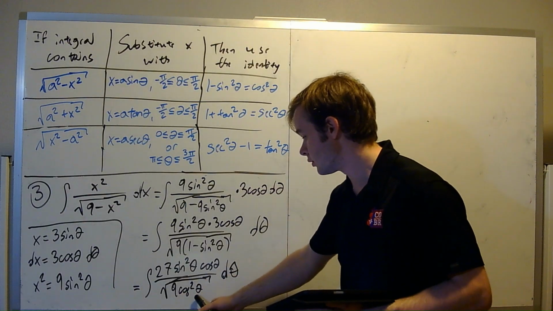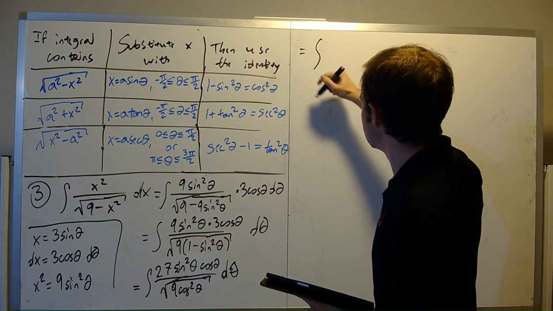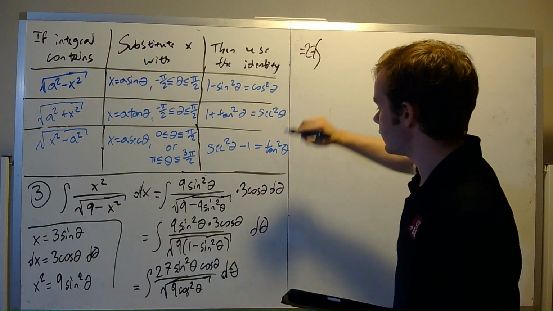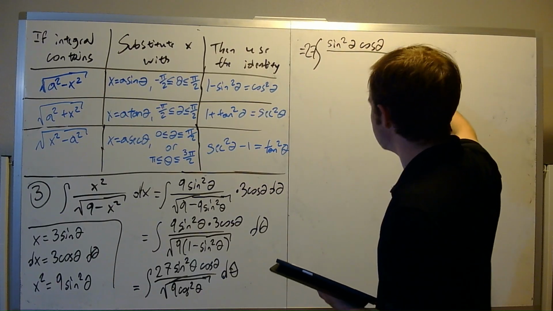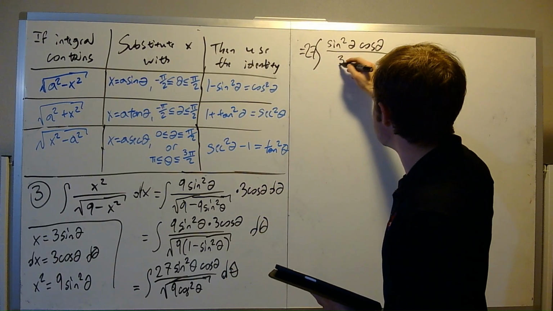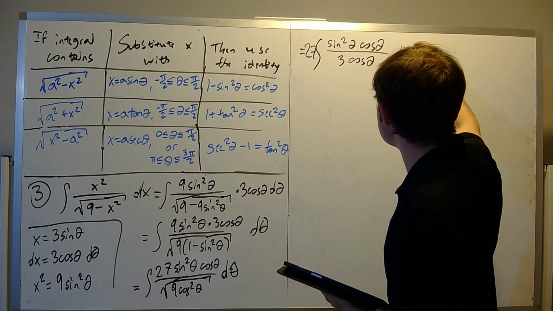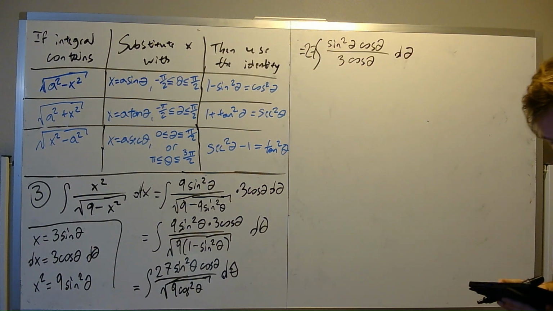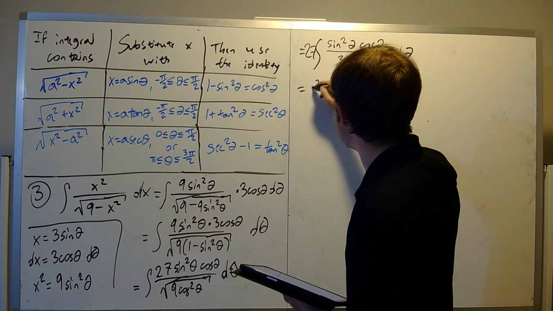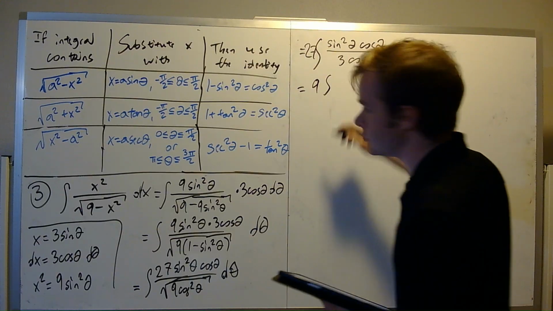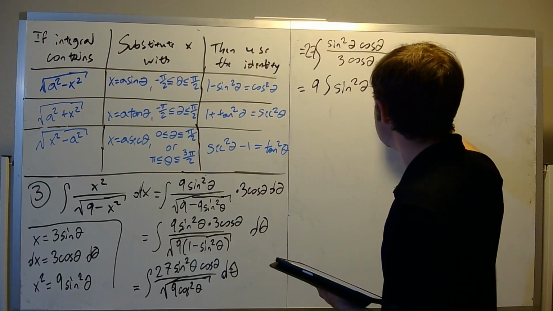So the square root of 9 cosine squared theta, we can take that square root. So we're going to get the integral, let me factor out 27. So we're going to get 27 times the integral of sine squared theta, cosine theta, over this denominator, which is going to become 3 cosine theta, d theta. Okay. And now let's factor out the 1/3. So we're going to get 9 times the integral. The cosines are going to cancel. We're going to get the integral of sine squared theta d theta.